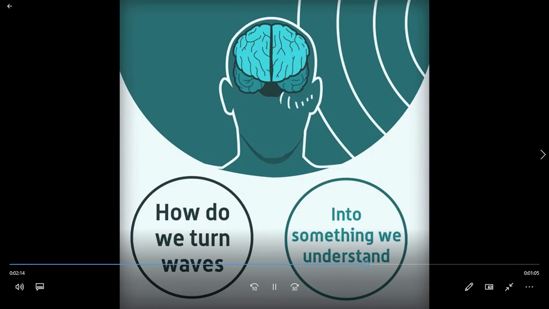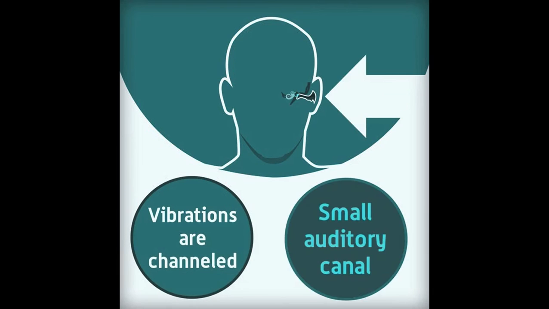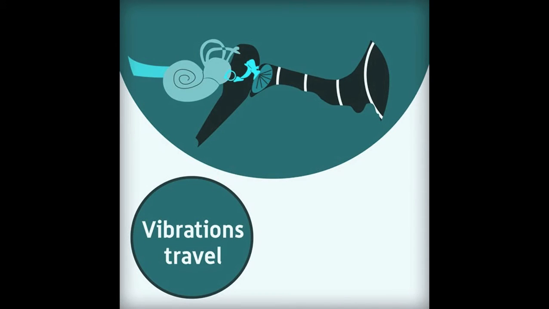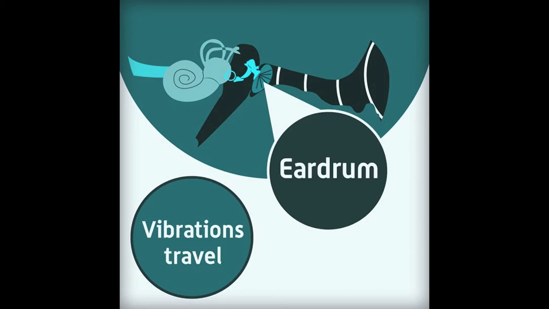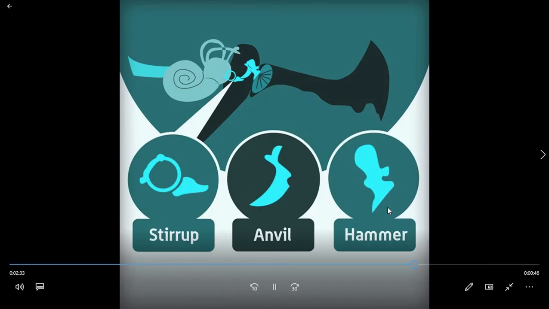So we now know about the waves themselves. How do we turn these into signals that our brains can understand? This is important. The vibrations are channeled into the small auditory canal by our ears, which is why they're on the sides of our heads. They serve an important purpose. The vibrations of the air travel along this canal to the eardrum, which vibrates with the air, causing the small bones in the ear, called the hammer, anvil and stirrup, to vibrate in turn.